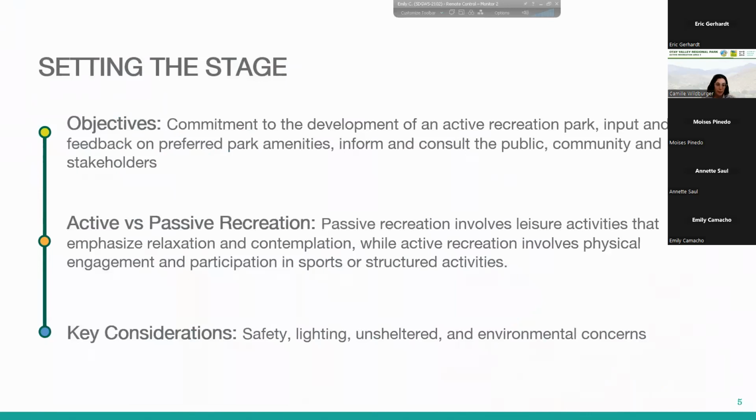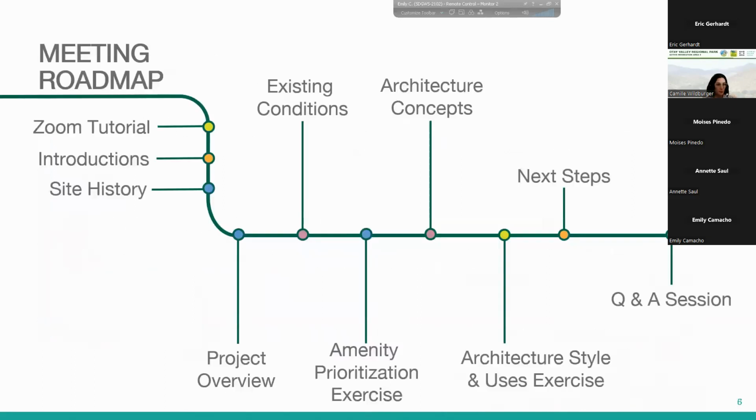Before we dive in, I'd like to set the stage for this public meeting. The objective of this meeting is the initiation of the County's Department of Parks and Recreation's commitment to develop the OVRP Recreation Area 3 as an active recreation park. Today, we are informing and consulting the public, community, and stakeholders by seeking input and feedback on preferred amenities. To do this, we need to first define active and passive recreation. Active recreation involves physical engagement and participation in sports or structured activities, while passive recreation involves leisure activities that emphasize relaxation and contemplation. Please know that safety, lighting, the unsheltered, and environmental concerns are key considerations throughout the planning and design process to ensure the creation of inclusive, sustainable, and secure public spaces that promote community well-being and engagement. Next slide, please.